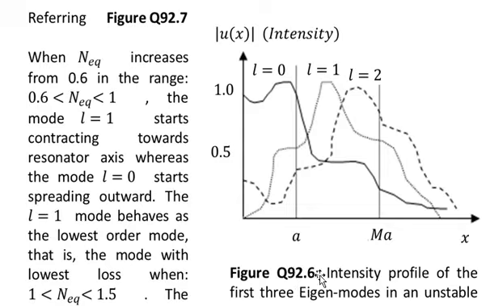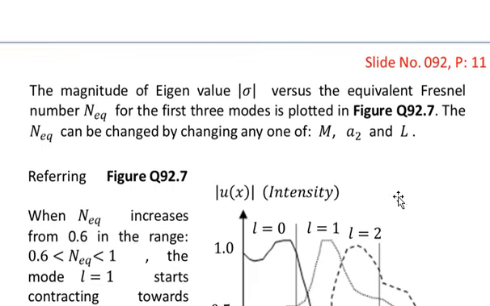So with this data, we have plotted these curves for the L equal to 0 mode, for the L equal to 1 mode, and for the L equal to 2 mode. That is the first three modes. And you can see the intensity of these modes also.